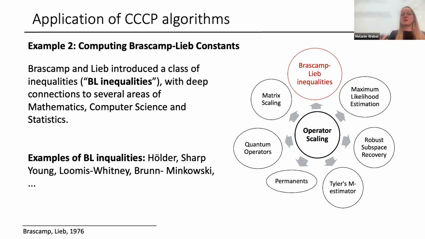But from the computational perspective, what makes the problem of computing the Brascamp-Lieb constant corresponding to a datum so interesting is that it's a special instance of the operator scaling problem. And the operator scaling problem itself encompasses a broad class of computationally very interesting problems. Other instances are maximum likelihood estimation, for instance, robust subspace recovery, Tyler's M-estimator, and so forth. And if one could find good algorithms for solving the operator scaling problem, then that would give good algorithms for a wide range of other problems.